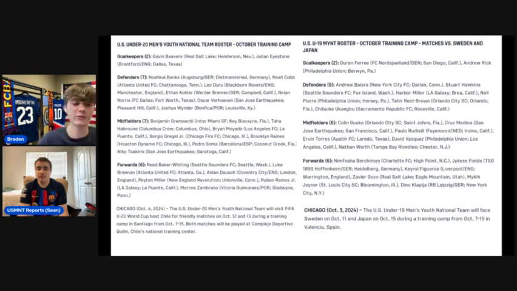For the U20s, we have Reed Baker-Whiting as a winger from the Seattle Sounders. He's traditionally a fullback. Luke Brennan from Atlanta. He's more of a wingback, a winger on the right-hand side. Aiden Dausch is a big one.